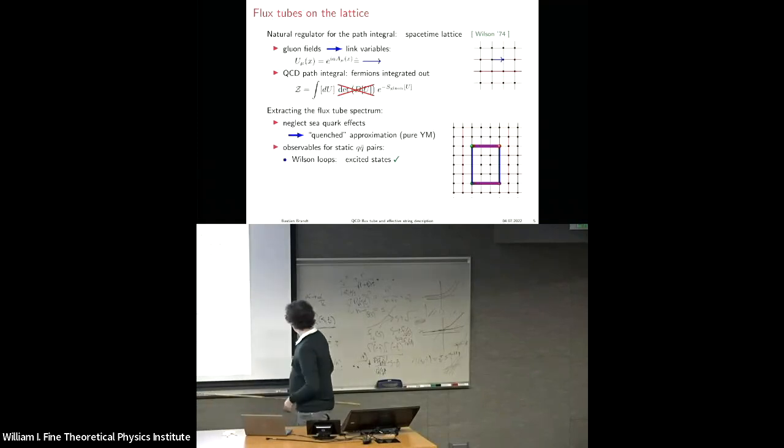And one particular type of observable that we can use are Wilson loops, which are basically just these large rectangular loops on the lattice, where one direction is the temporal direction and the other is the spatial direction.